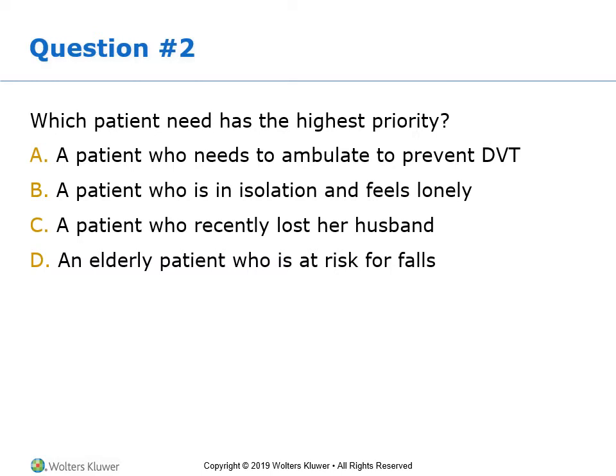Patient need has the highest priority. A patient who needs to ambulate to prevent a DVT, a patient who is isolated and feels lonely, a patient who recently lost her husband, or an elderly patient who is at risk for falls. So, again, you're thinking about which one of those categories of Maslow does each one of these statements represent, and that will help you to answer this question.